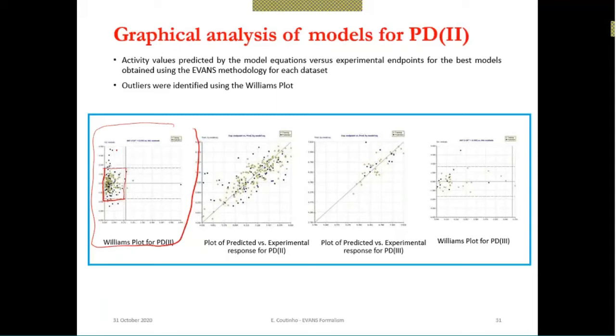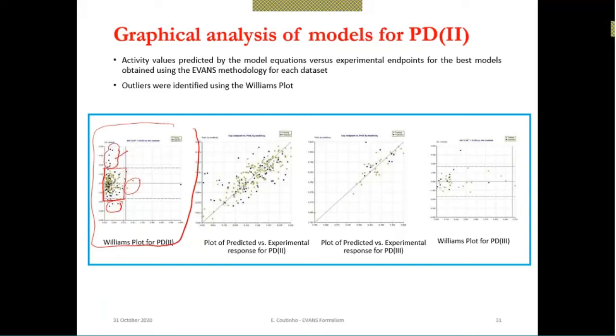A number of molecules are actually outliers in this model. There are about 8 or 9 molecules which are outliers in terms of the biological activity, and 2 molecules which are outliers in terms of the chemical structure out here. But a large percentage of the molecules fall inside this applicability domain.